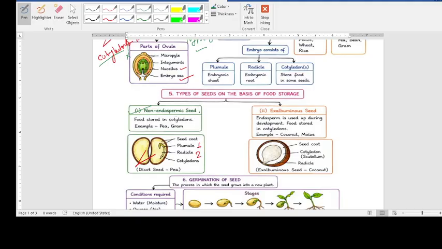called non-endospermic seeds, or they are also called ex-albuminous seeds. Like in the case of pea and gram, you can imagine it this way: those seeds in which endosperm is completely consumed, their cotyledons become thick and fleshy to store food and to provide nutrition. So all those pulses or plants which have thick cotyledons will come under the category of ex-albuminous seed or non-endospermic seed. Hope you will remember it.